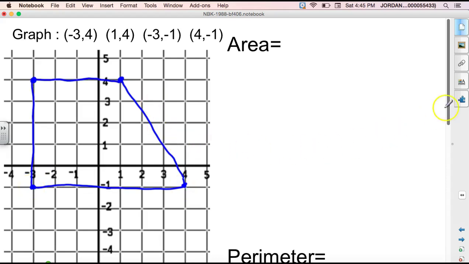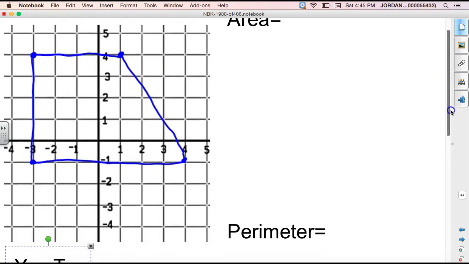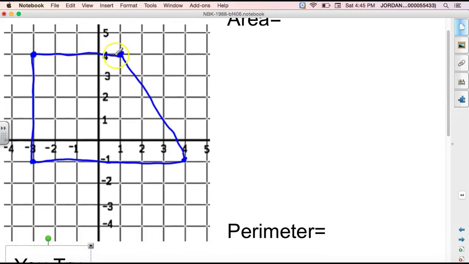So first, let's find the perimeter. To find the perimeter, you've got to find the distance around it. Some of these sides are on the grid line, so we can count: 1, 2, 3, 4. This one's 1, 2, 3, 4, 5. And over here we've got 1, 2, 3, 4, 5, 6, 7. All we need to find is this one.